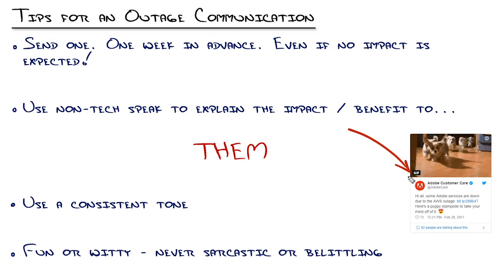I thought this was a great example of an outage notification. Now this is a different one. They're actually down and they're trying to communicate in the middle, which is why a one-liner works just fine. It says, hi all, some Adobe services are down due to the AWS outage. Here's a puppy stampede to take your mind off of it. And it's a little animated GIF where all these puppies come charging at you.